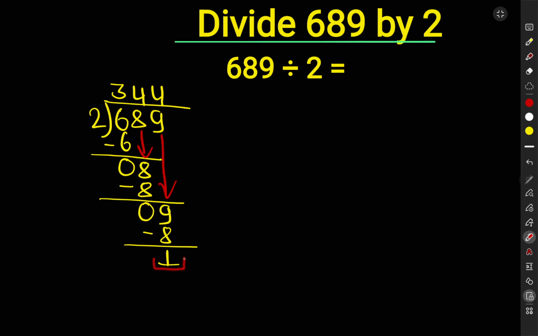So now this 1 is less than 2 and there is no other number to put it down. So we take here decimal so that we put 0. So it is 10 and 2 times 5 is 10. On subtracting it is 0. So 689 divided by 2 is 344 decimal 5.